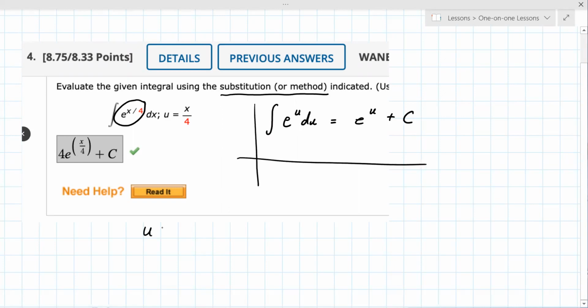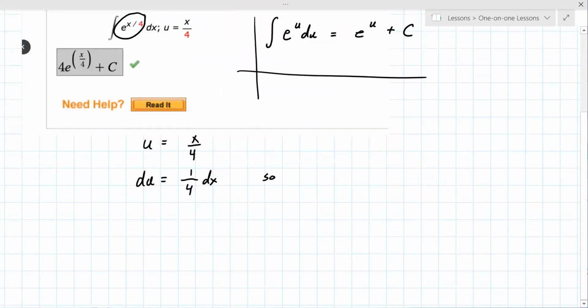So if you know this kind of aside here, you would just start by saying, okay, u equals x over 4, or 1/4 x, and then you take a derivative of both sides. The derivative of the left is du. The derivative of the right is 1/4 dx, or dx over 4, and then you solve for dx here. So dx equals, when you multiply both sides by 4, you clear this 1/4, 4 times du.